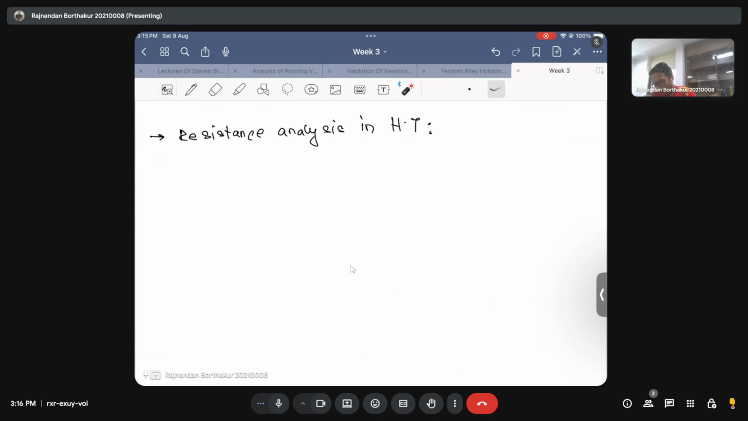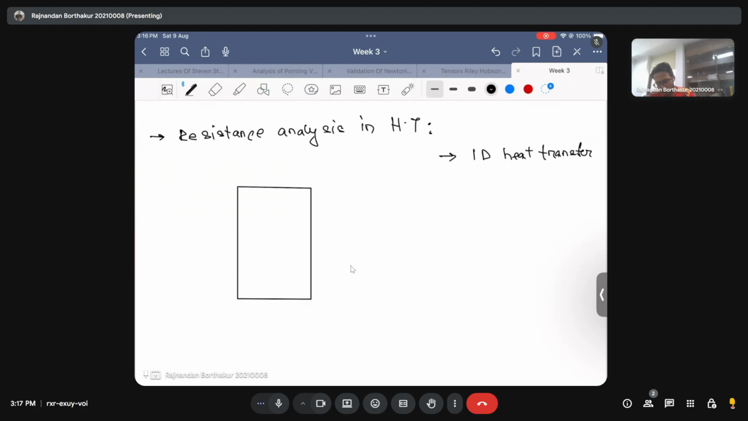Okay, so if you remember, if I now consider a plane slab as we have been doing in these weeks, the assumptions that we considered will hold good. That is, we'll be considering 1D heat transfer. These assumptions will hold good here also, and we'll consider steady state.